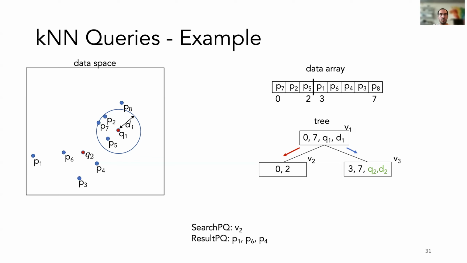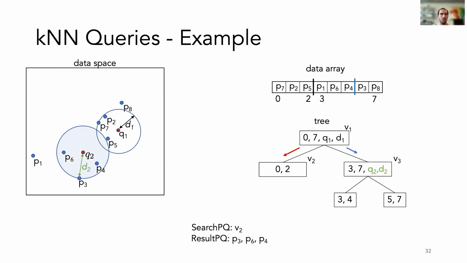We do the same for P8, but because it's far away from Q2, we don't add it to the result priority queue. At the same time, we crack the data array using the distance to the kth nearest neighbor as bound. The algorithm continues until the search priority queue is empty.